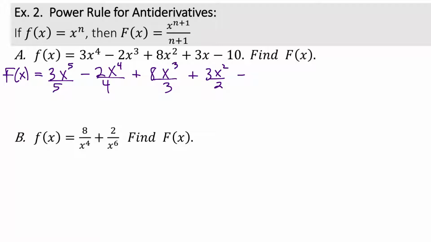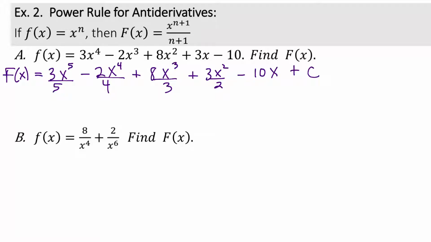And when you have a 10 with nothing beside it, just a constant, you're going to raise the power up from x to the 0 to x to the 1, so that would just be an x. And then we write a plus c at the end.